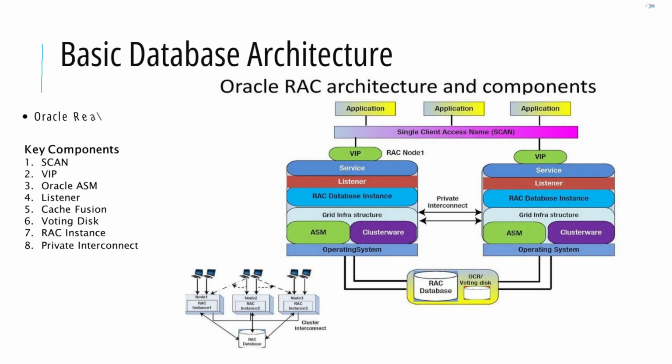Hi friends, now let's discuss the very basic architecture of Oracle RAC, and we will discuss each of the components as well. So let's start with the figure. You can see that there are three applications. They're connected to this single client access name. This is SCAN.